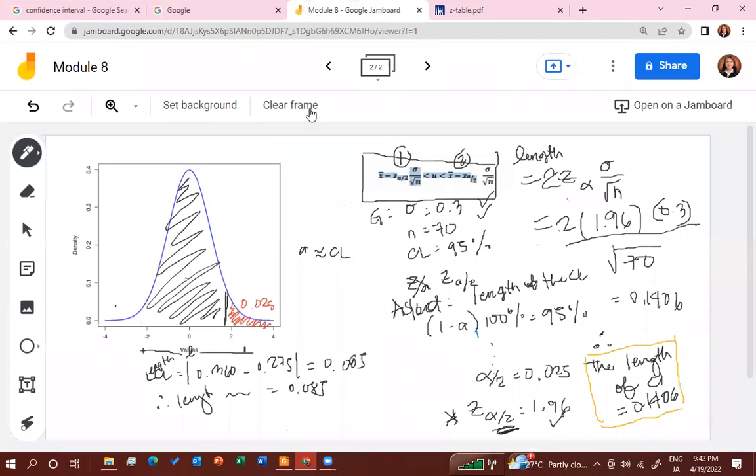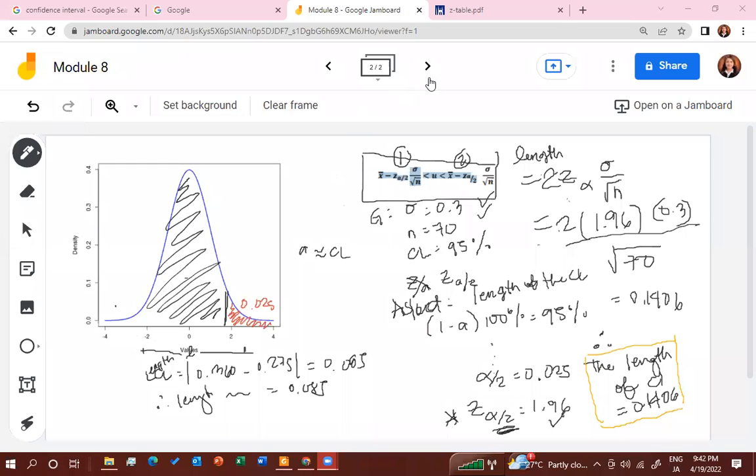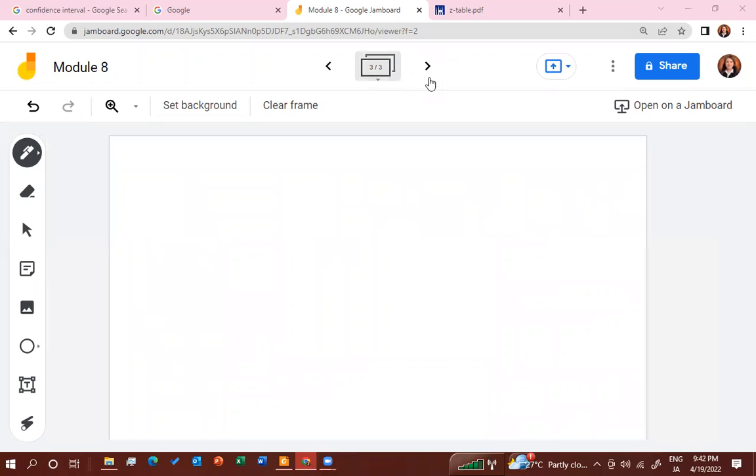Now, we will try to move on daw sa sample size. Let's look for a share screen. Let's go to the next page now.